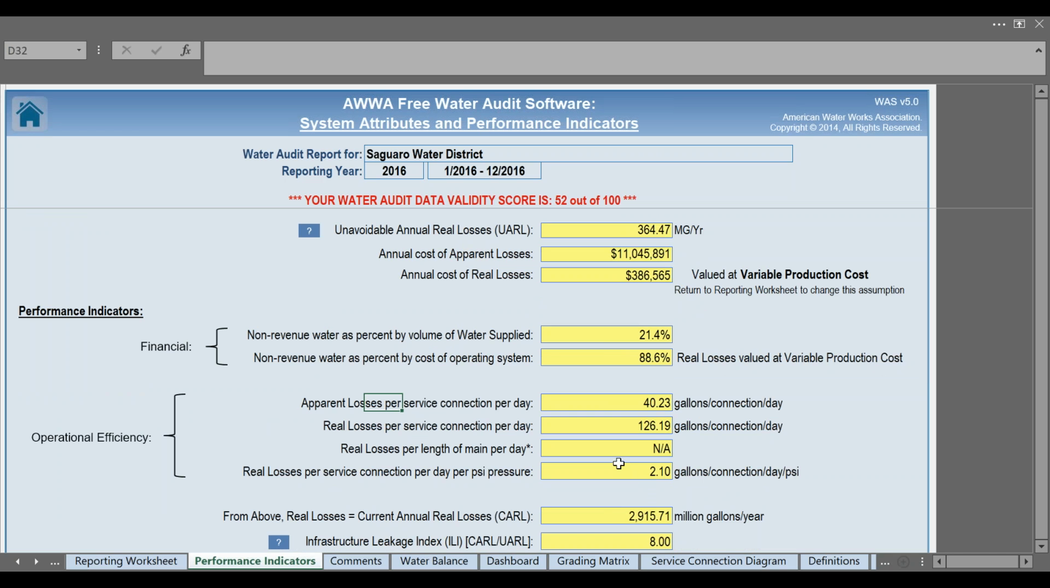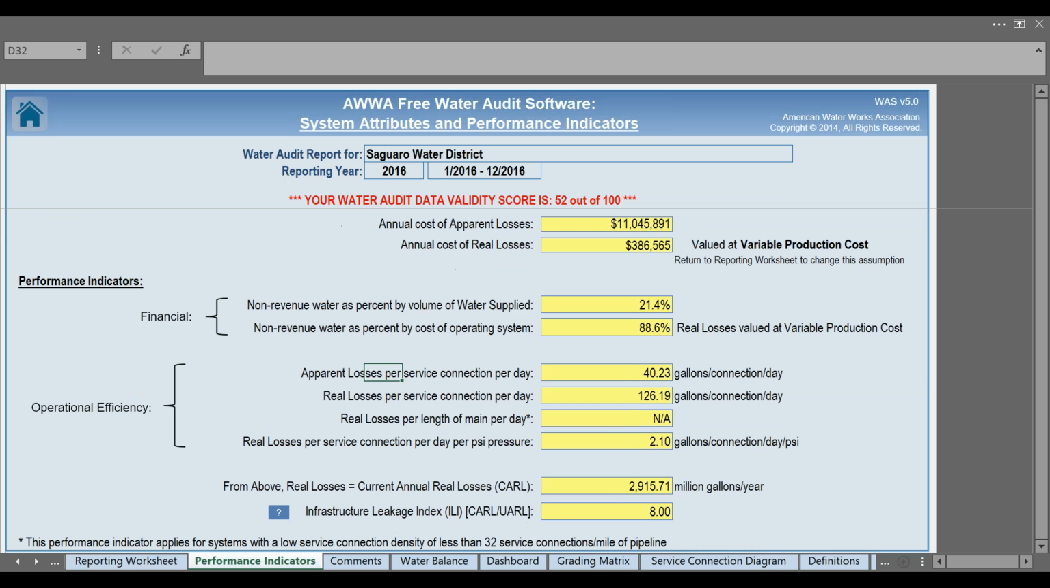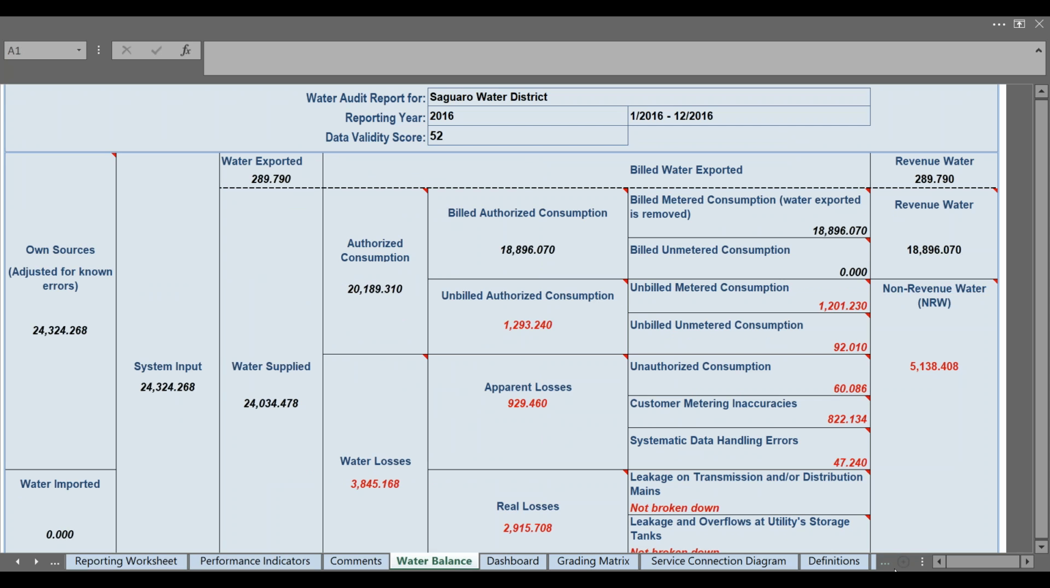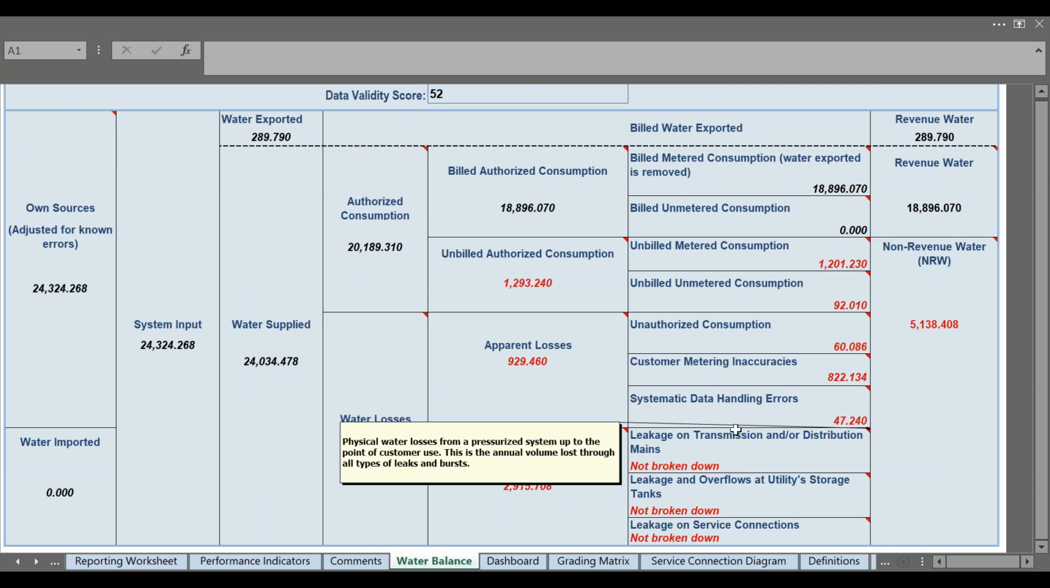Again, these are all yellow cells, so these are auto-calculated from previous inputs in the water audit. And for a few of these, we do have links to the definition tab as well. The water balance, this is something that Will showed earlier, but as you're beginning to compile your water audit, we're starting to assign volumes to this water balance, and it's really further supporting the mass balance concept of our water balance here.